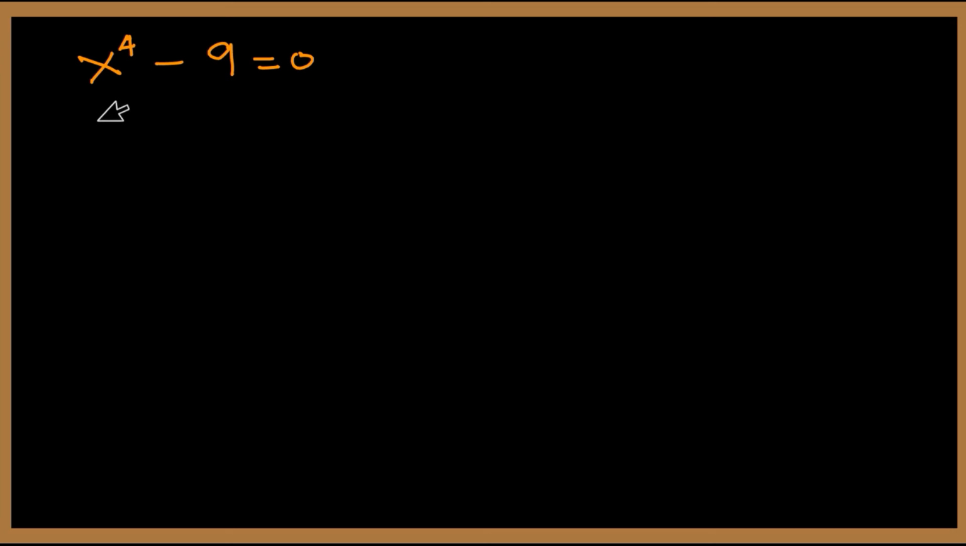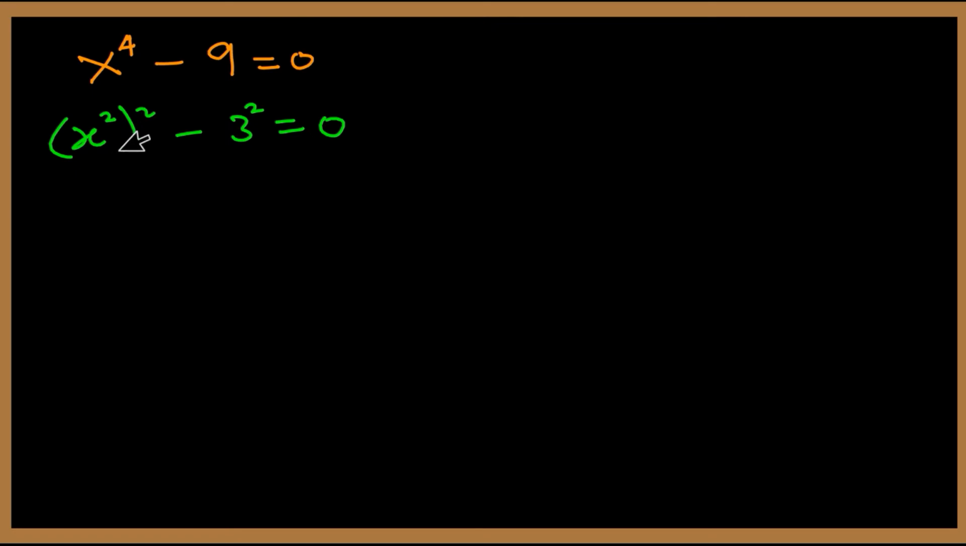Hello everyone. In this video we will solve this exponential equation x to the power 4 minus 9 is equal to 0. So let's get started. First of all, I'll rewrite this problem as (x to the power 2) to the power 2 minus, then I'll write this 9 as 3 to the power 2 is equal to 0.